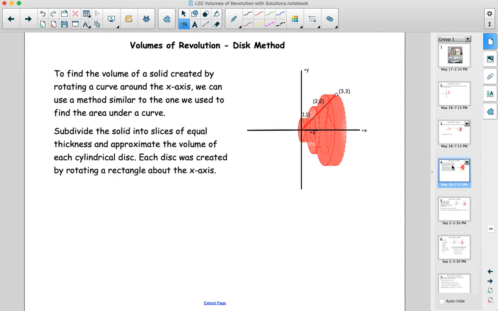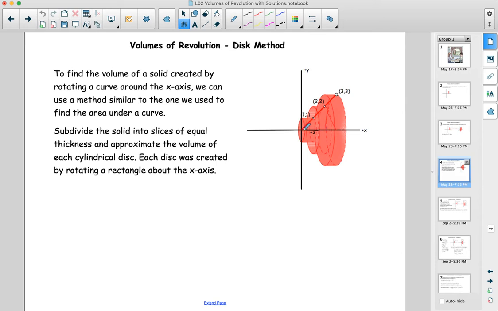And then we'll move forward on to the next video and think about how to find the volume of a solid created by rotating a curve. In this particular case, that's the line y equals x, but we'll start by looking at the line y equals 2x. If we're going to rotate that around the x-axis, we can use similar methods, like Riemann sums, remembering Riemann sums.